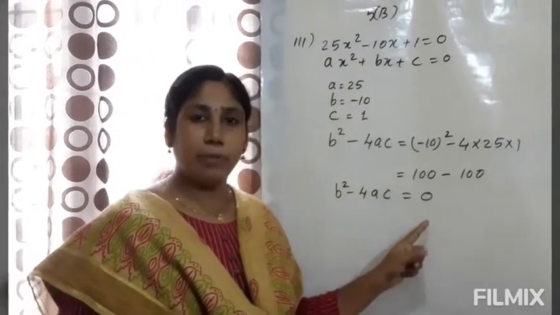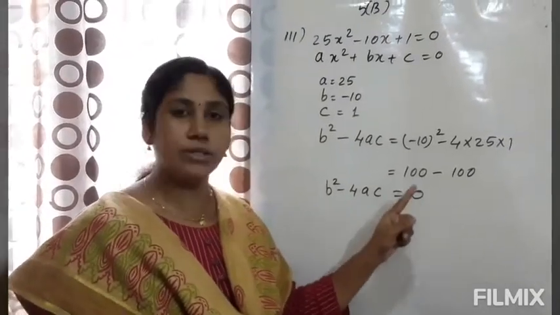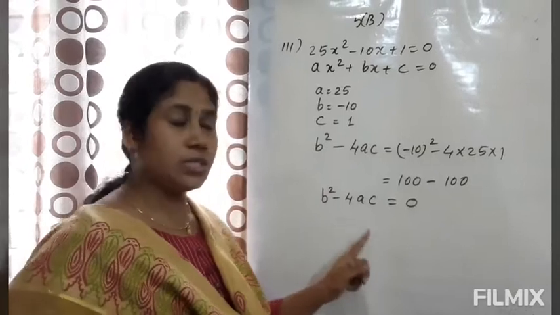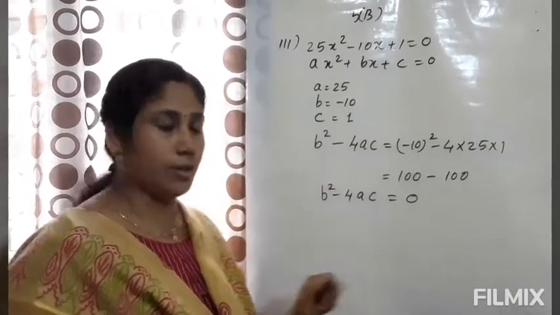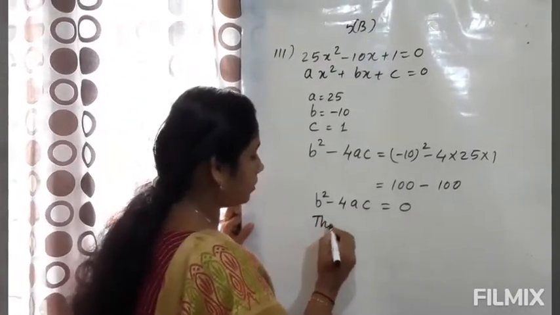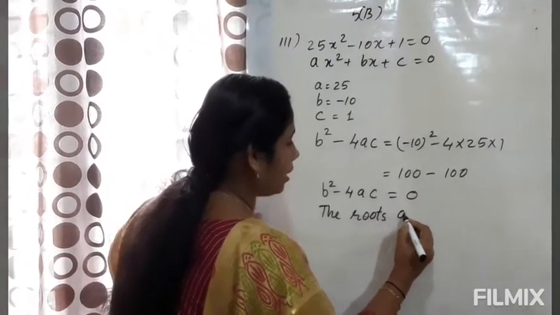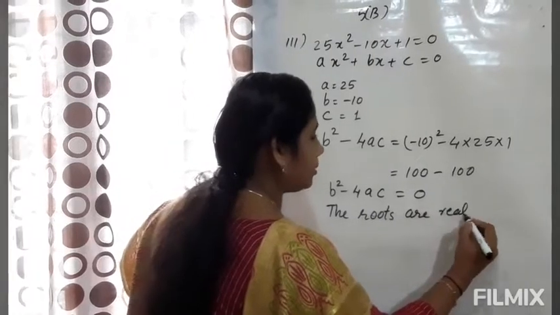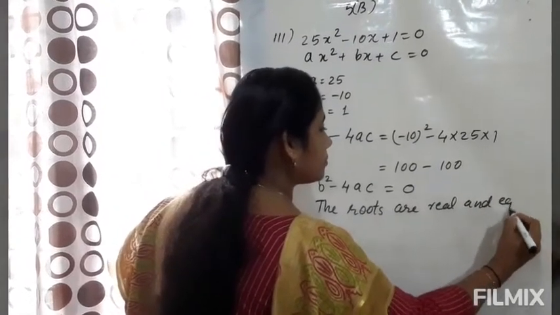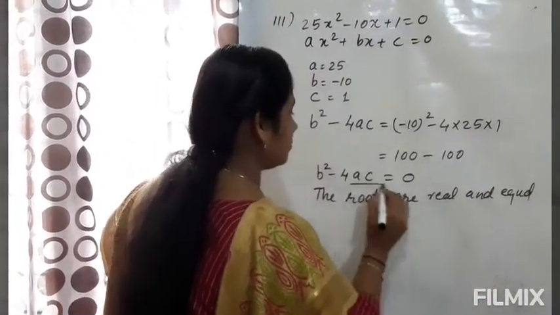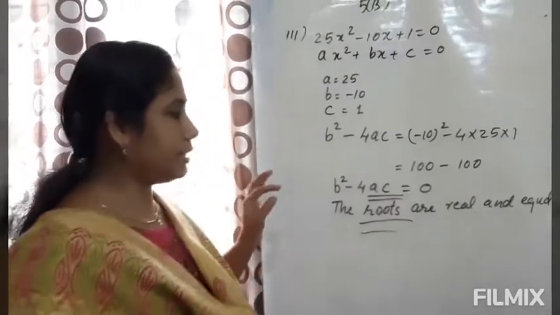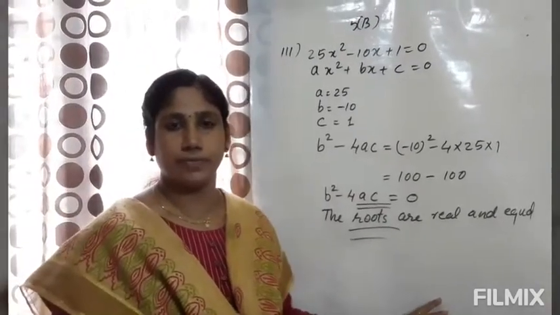Do you recall what is the property? B square minus 4ac equal to 0 implies the roots are real and equal. So the nature of the roots is, the roots are real and equal. This is how we calculate the nature of roots.